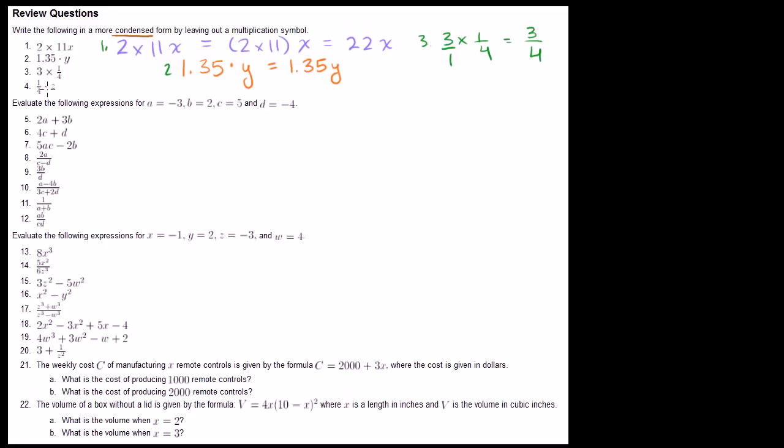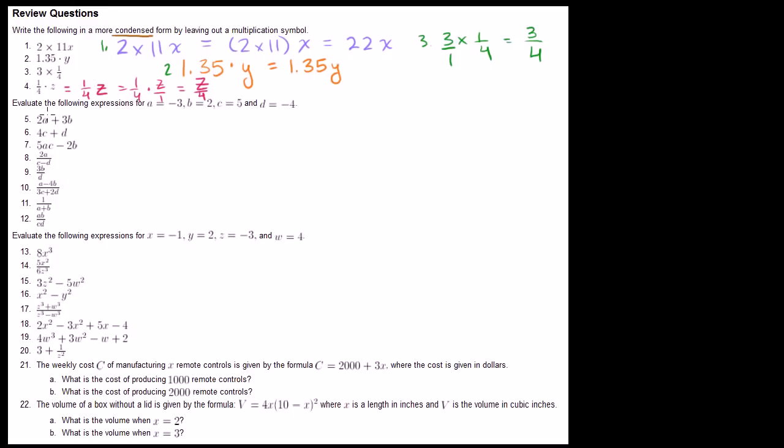And then finally, you have 1/4 times z. We can do the exact same thing we did up here in problem number 2. That was the same thing as 1.35 times y. So down here, we could rewrite this as either being equal to 1/4 z, or we could view this as being equal to 1 over 4 times z over 1, which is the same thing as z times 1 over 4 times 1, or the same thing as z over 4. So all of these are equivalent.